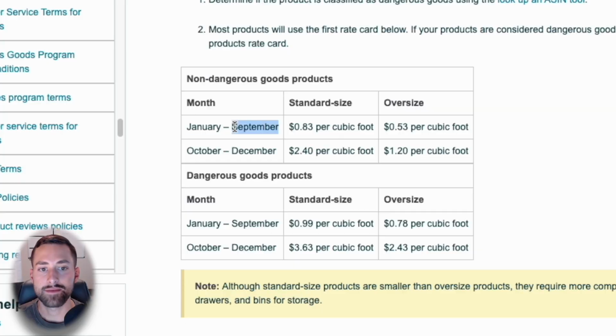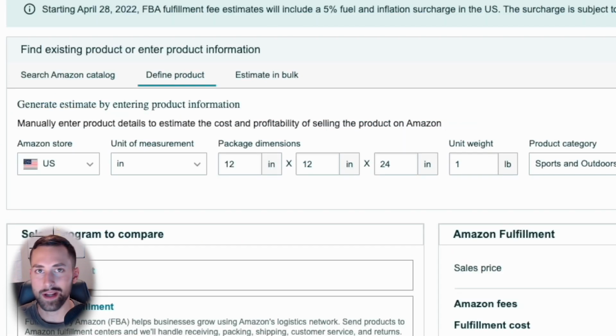So as you can see here, January to September, we pay 83 cents here in the US per cubic foot. Now in October through December, we pay nearly about 2.7 to 3 times more at $2.40 per cubic foot. It's a major increase, and for you, it may not seem like a lot. You may be thinking I'm selling something small, even at 200 units, it shouldn't be that expensive. Let's take a look at an example.